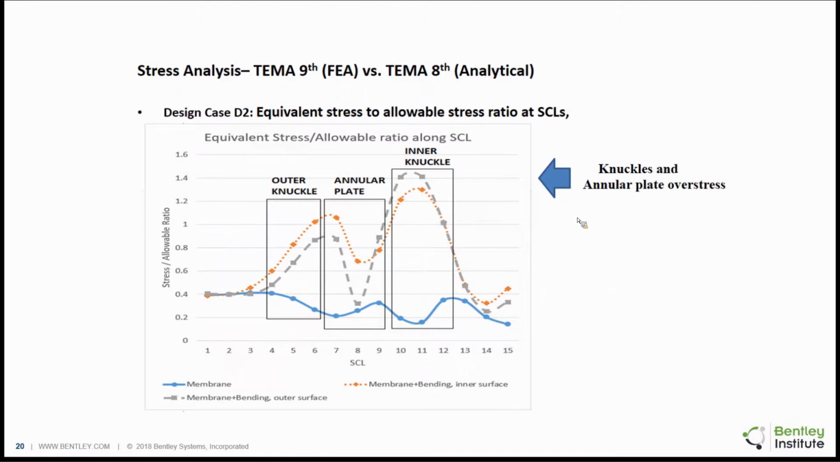So this is a representation of the high stress areas along the SCLs from the TEMA 9th. So the y-axis plots the stress to the allowable ratio. So ideally, all the values should be below 1. And here you can see which stress classification lines are hitting above the value of 1. So the blue line indicates the membrane, and the orange line is membrane plus bending. So those are the two values, and also the membrane plus bending on the outer surface is defined by the gray line.